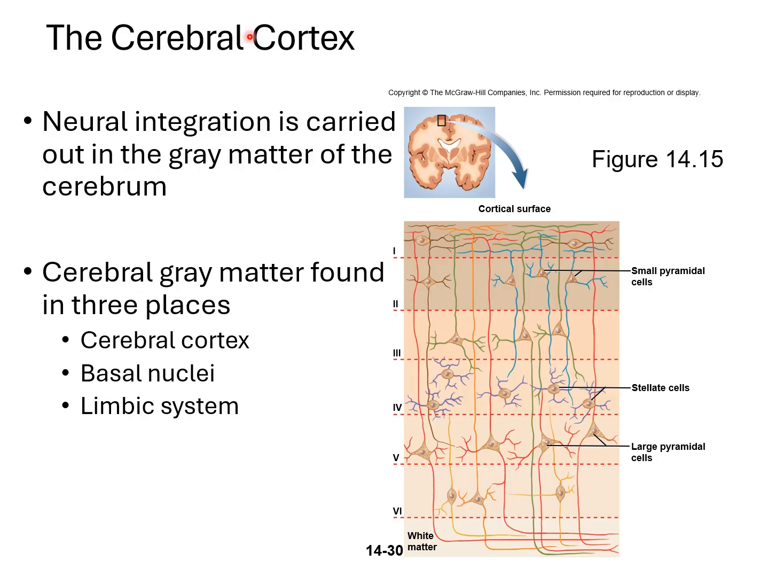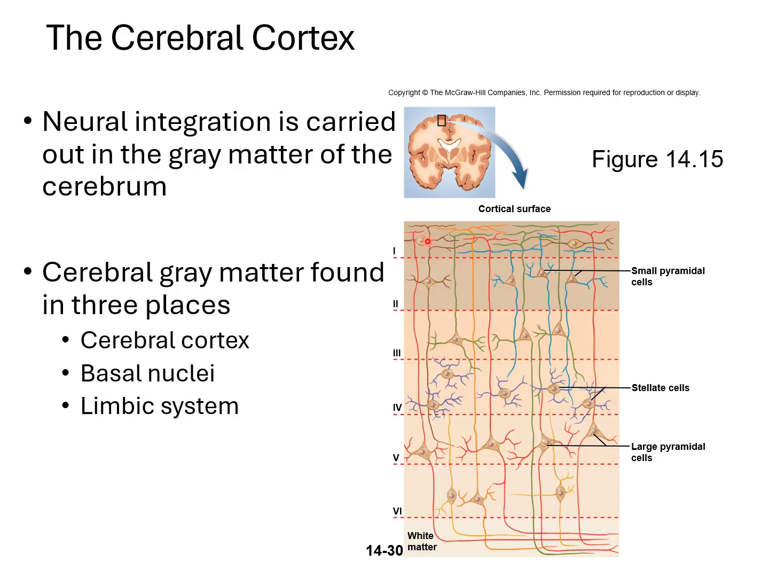So neural integration is carried out in gray matter of the cerebrum. If you look here, 1 layer, 2 layers, 3, 4, 5, 6. 6-layer cortex. Look at all of those neurons in there. It's receiving information from here and from here. In this 4th layer, it's actually communicating within its own layer. Down here is where all those axons are coming in, where they're starting to go to the cortical surface.